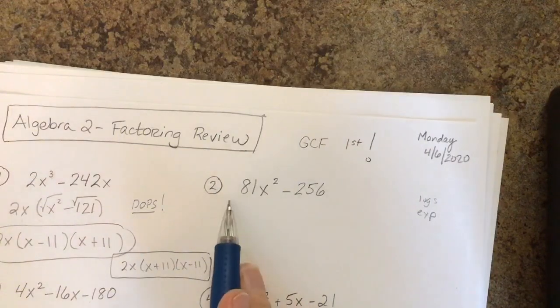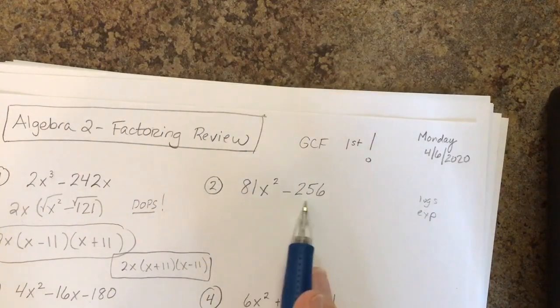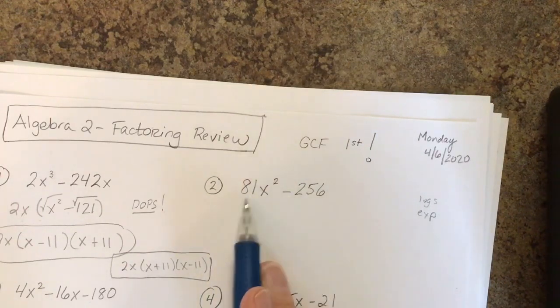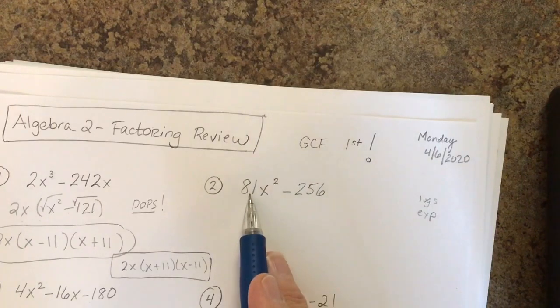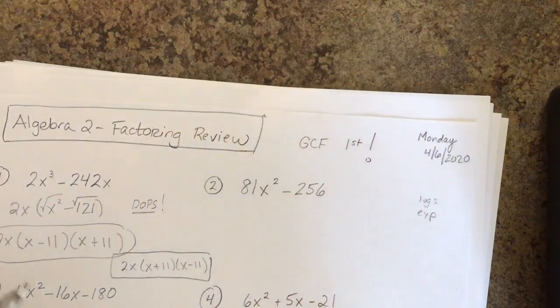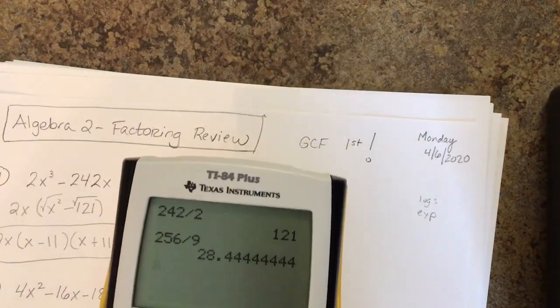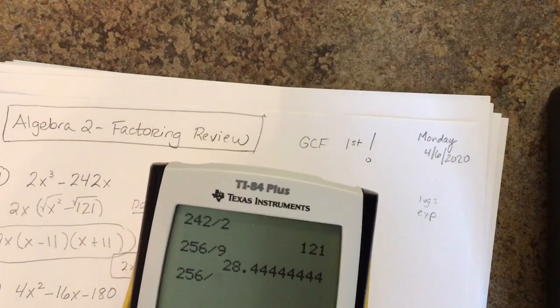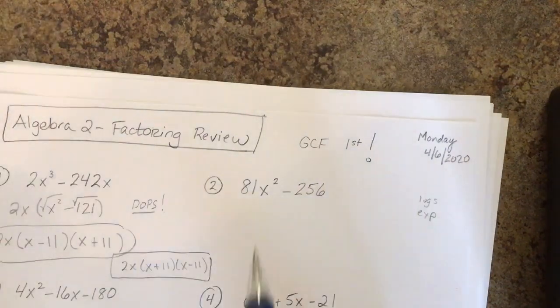Next one, two terms again. So take out a GCF. Do 81 and 256 have a common factor? 81 is 9 times 9. Does 256 divide by 9? No. Does it divide by 3, which is a factor of 9? No. So no GCF.